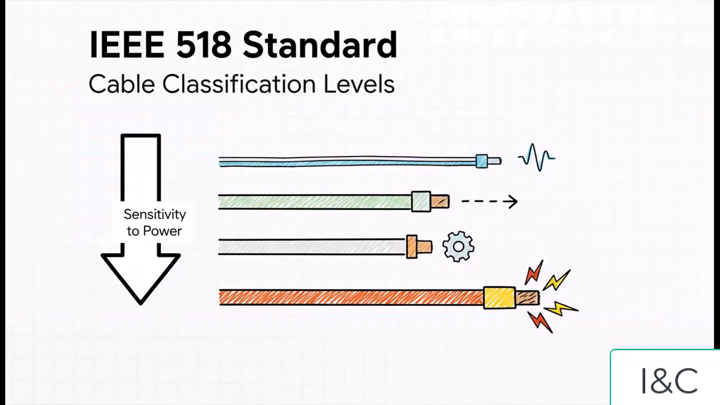So let's kick things off with IEEE 518. This is really the most detailed, precise reference we've got. What it does is it sorts all cables into 4 levels. It goes all the way from your super sensitive analog signals, think vibration sensors, down to those massive high-power cables. And why does this matter? Because this classification is the key. It's how we figure out the exact distances we need to keep them apart to stop that noise.